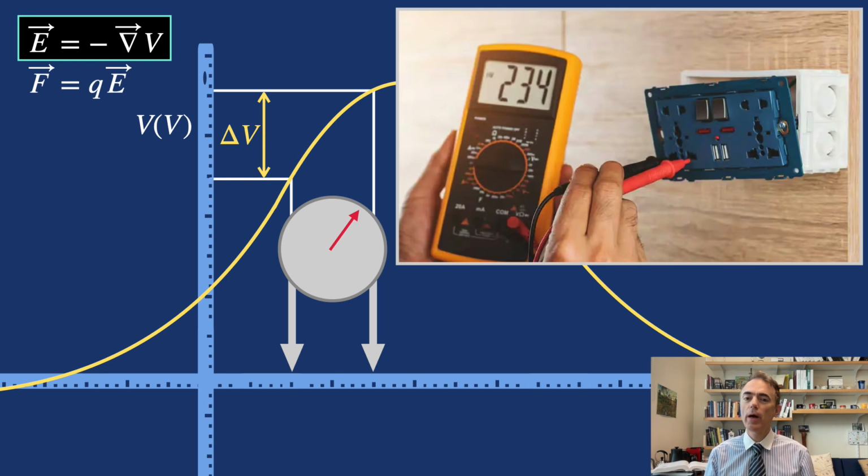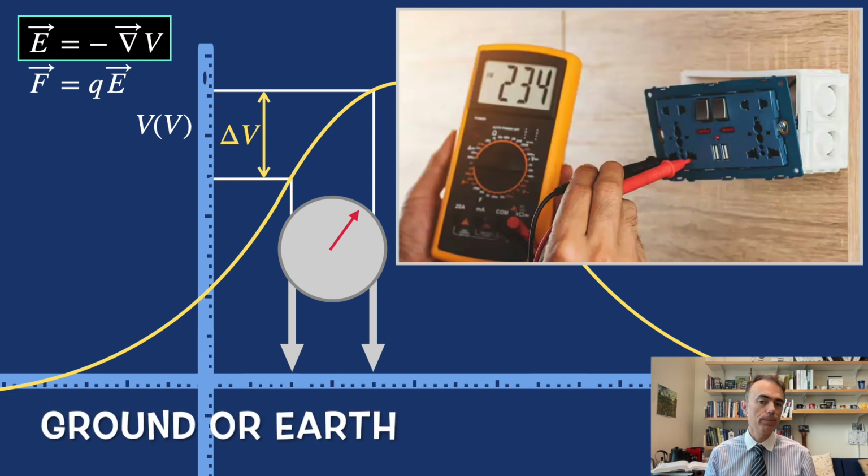It is important to have the same reference point for all devices and parts of the circuit, the same origin of potentials. In that case, all instruments should be connected to the same origin, which is the ground or earth.